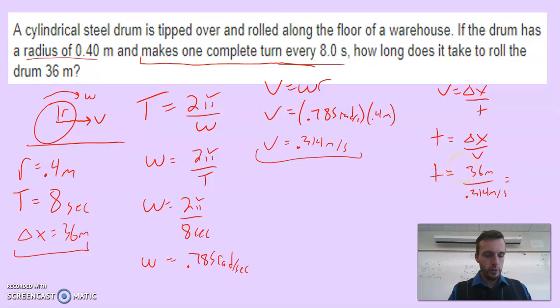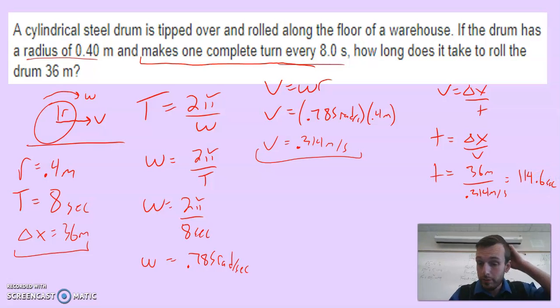And if we do that, it's going to be quite a large number because this thing is rolling pretty slow. So that's a typo there. Sorry, divided by, that's why I was wrong. Divided by 0.314, that's going to look like 114.6 seconds.